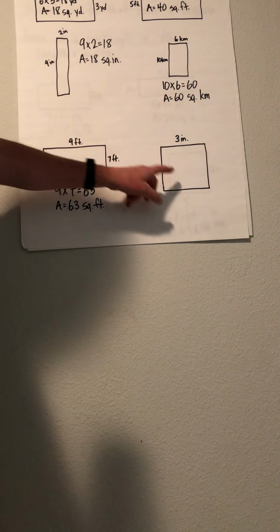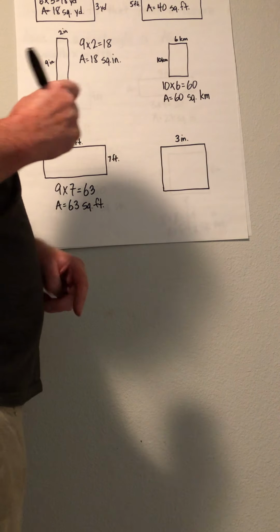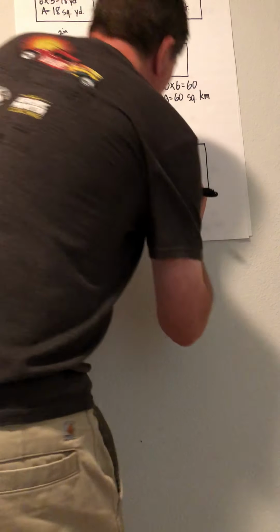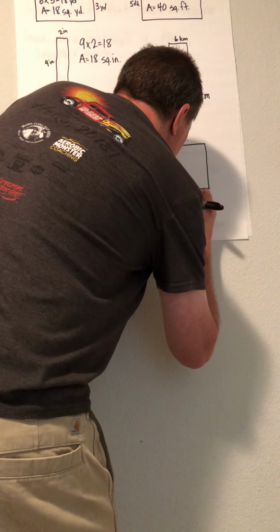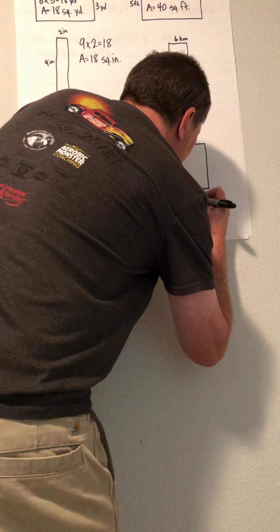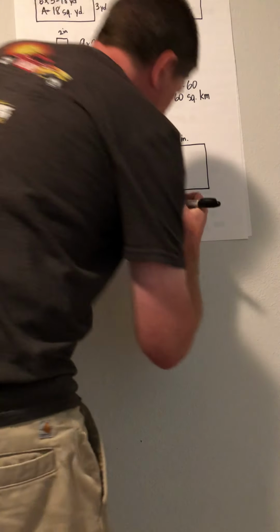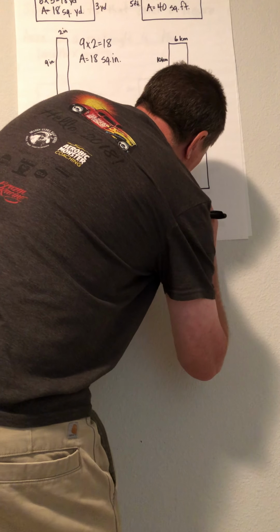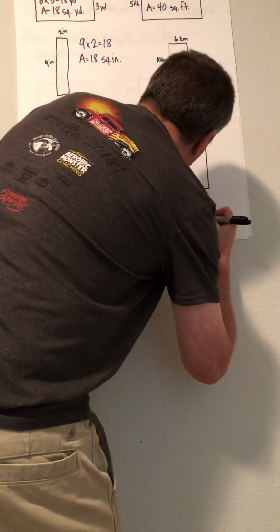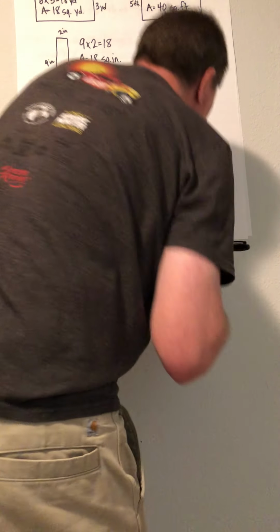but all 4 sides are 3 inches long. So I just have to multiply 2 sides. So 3 times 3 equals 9. So the area equals 9 square inches.